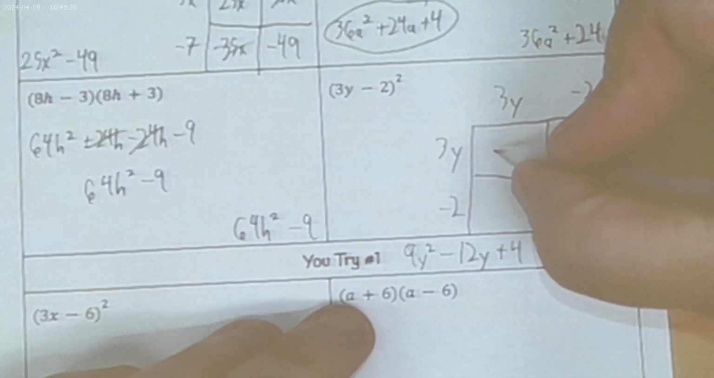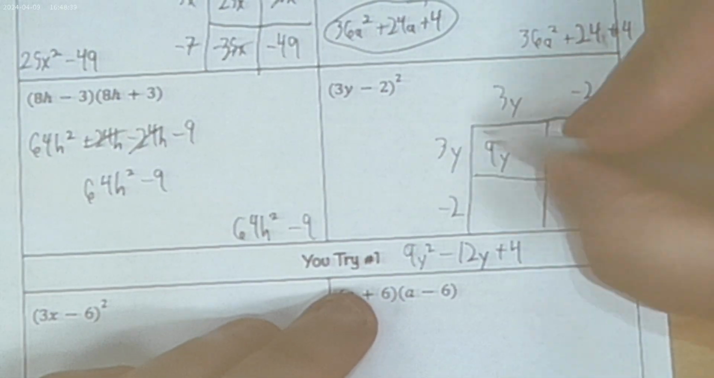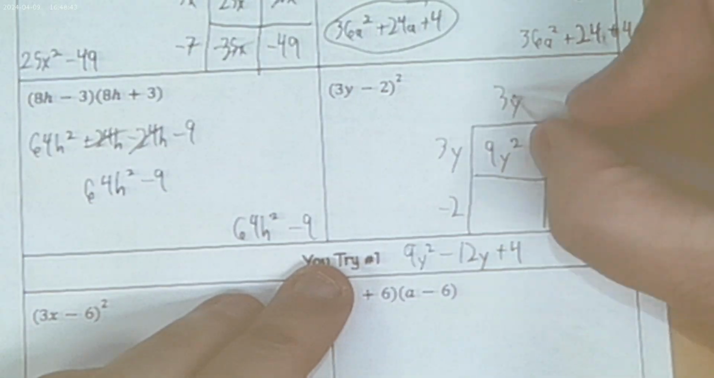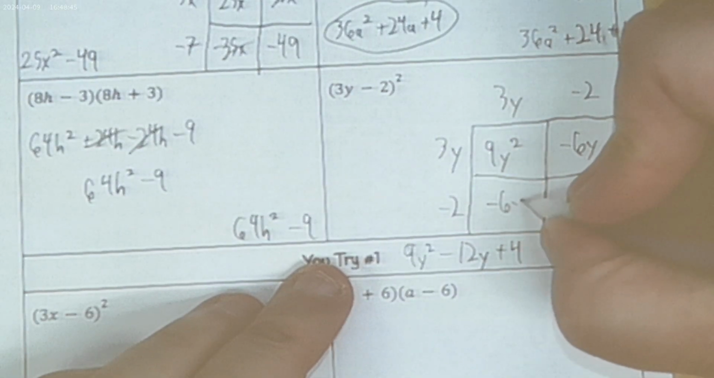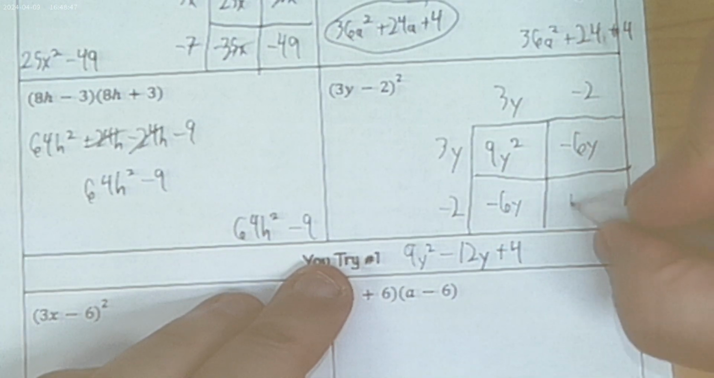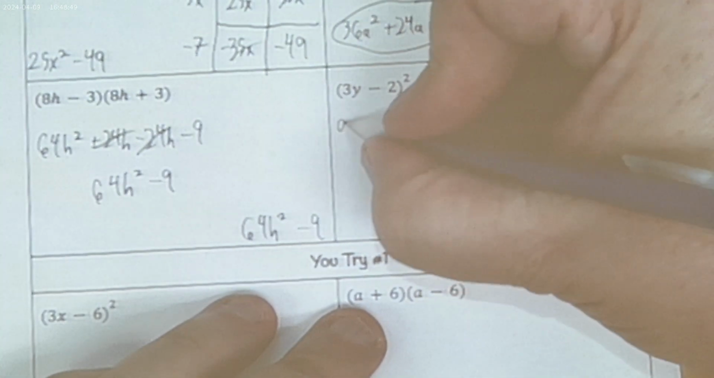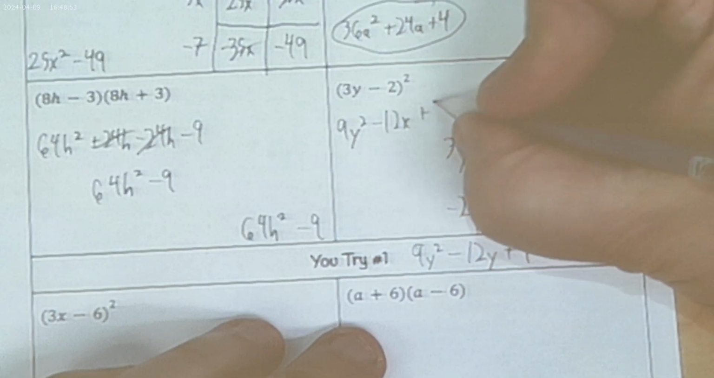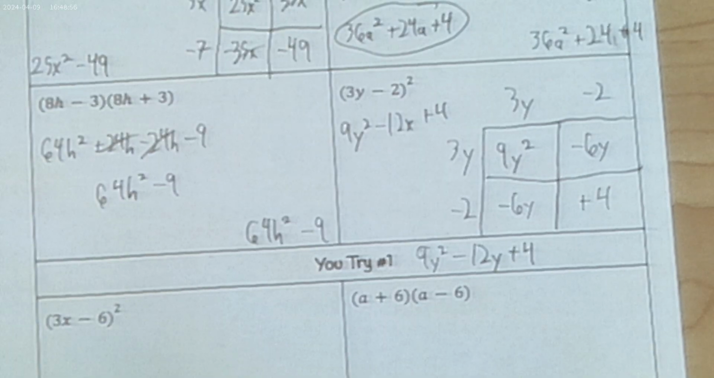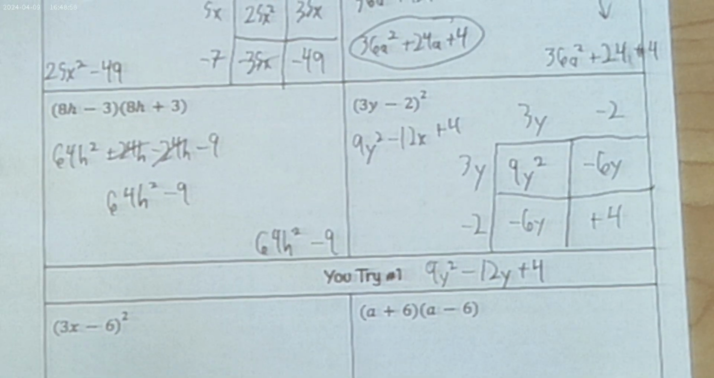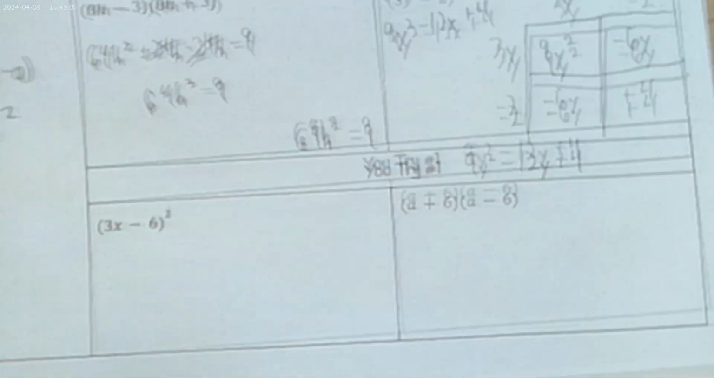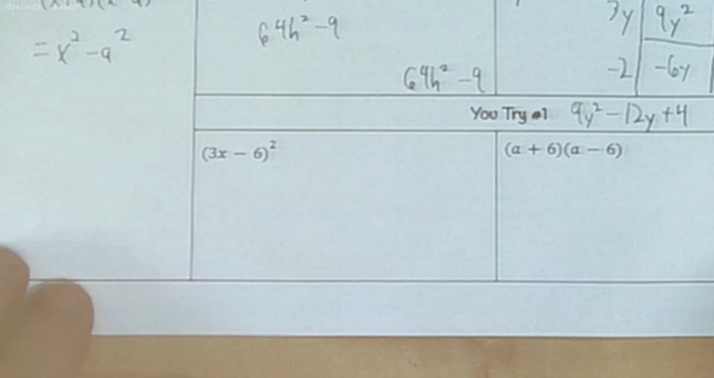So 3 times 3 is 9y squared. 3 times negative 2 is going to be negative 6y. Negative 2 times 3y is going to be negative 6y. Negative 2 times negative 2 is plus 4. So I've got 9y squared minus 12y plus 4. There we go. Woo! I talk a lot of smack about the box, but you know what? The box saved me. What I need to do is practice these shortcuts.